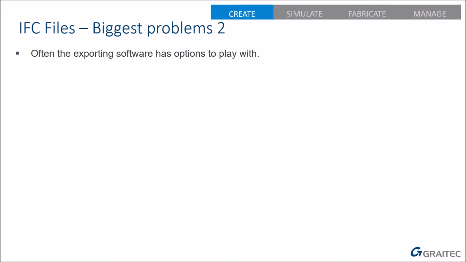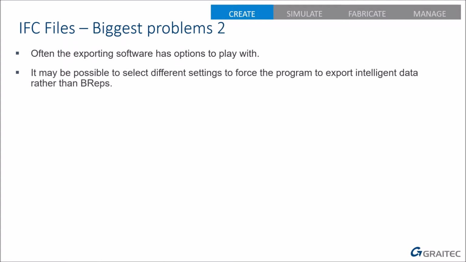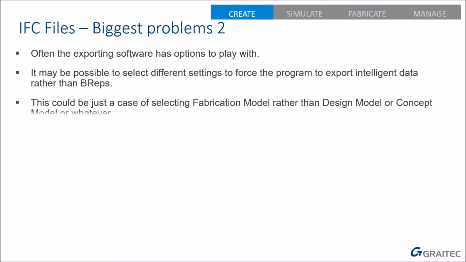So what causes this issue? Well, often the exporting software, whether it's Tekla, Revit, or something completely different, STS2, who knows what else, they have options you can play with. Not always, but often. And it may be possible by selecting different options from the default to force it to export intelligent data rather than BREPs. It might just be a single option. You might just have to choose a fabrication model instead of a design model or concept model in one single drop down, whatever it offers you there.